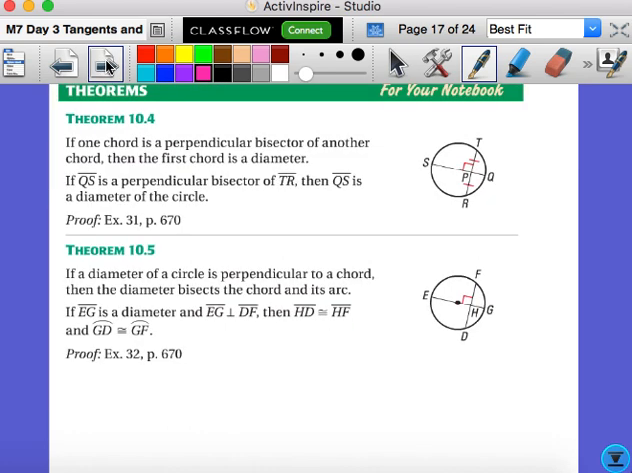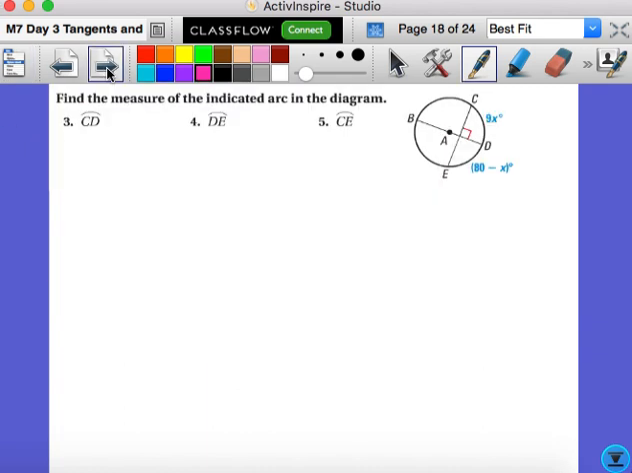Two other key components here that you're going to want to take a moment and jot down. If one chord is a perpendicular bisector of another, then the first chord is the diameter. Now all of these are pretty much saying the same sort of thing, so if you write just that one down, that should be enough to help you out here. But our other piece says, if a diameter of a circle is perpendicular to a chord, then the diameter must bisect the chord and its arc. So those are our two key pieces here that you're going to want to write down.